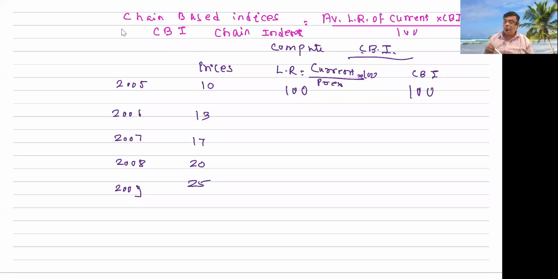अभी 10 में ये लिंक रिलेटिव्स पहले निकालना पड़ेगा, वो क्या होगा? This is 13 over 10 into 100. This is 17 over 13 into 100. This is 20 over 17 into 100. And this is 25 over 20 into 100.